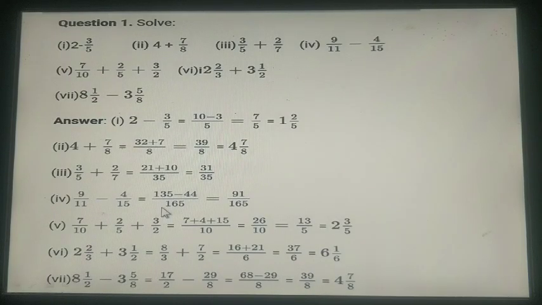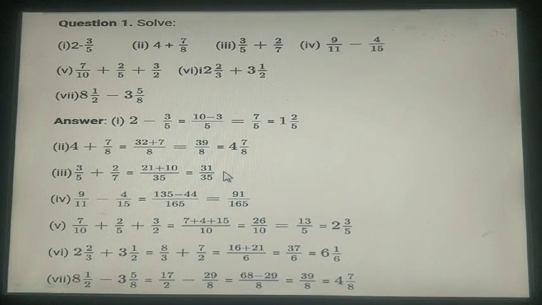The third sum, 3 by 5 plus 2 by 7. The denominator has to be made equal to their LCM. So the LCM of the co-prime numbers 5 and 7 is 35. So your denominator is 35. 35 divided by 5 will give you 7. 7 into the numerator 3 will give you 21. Plus 35 divided by 7 is 5. 5 into the numerator 2 is 10. 21 plus 10 will give you 31 upon 35.